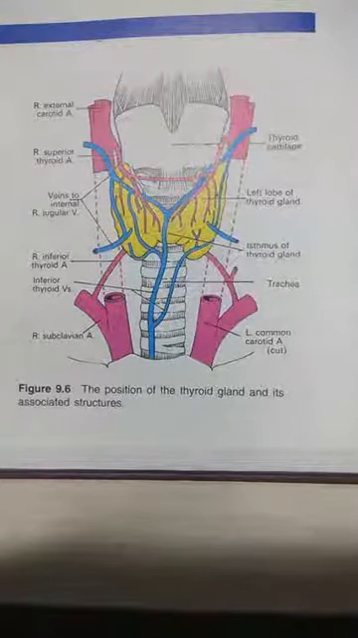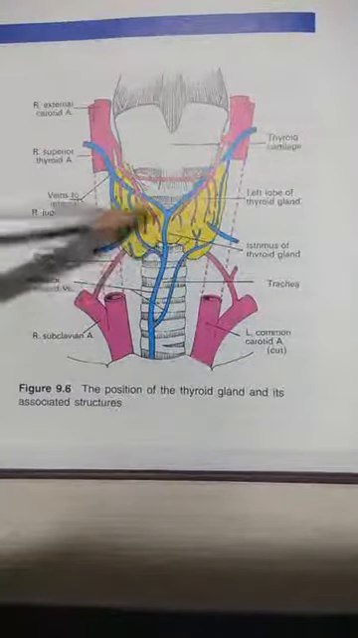Before going to the structure of the thyroid gland, first of all we will know where the thyroid gland is located. The thyroid gland is situated in the neck, in front of the larynx and the trachea, at the level of the 5th, 6th and 7th cervical vertebrae and the first thoracic vertebra. It is a highly vascular gland and is surrounded by a fibrous capsule.